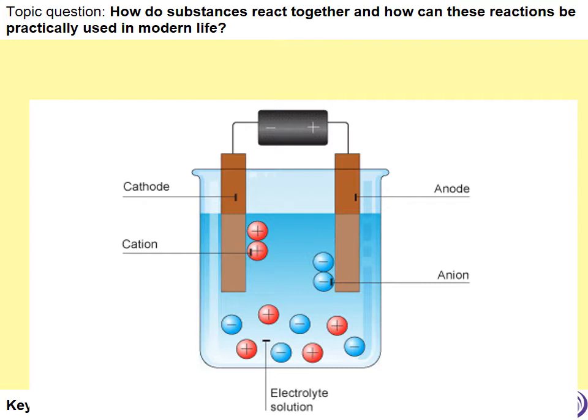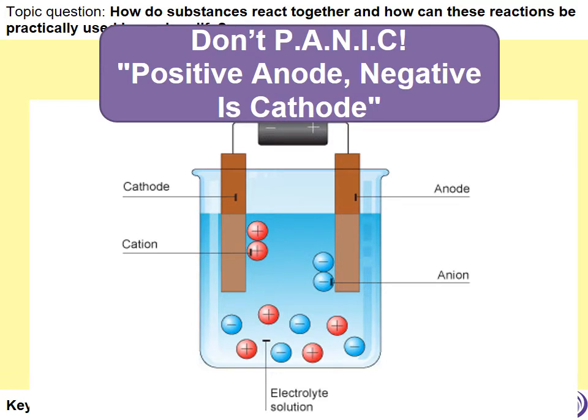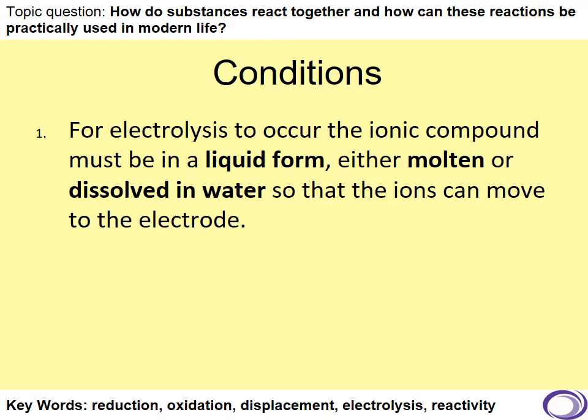Now, students sometimes worry about remembering the names of the anode and cathode, but don't panic. Positive is the anode, negative is cathode. Okay, so positive anode, negative is cathode. Don't panic. Okay, for electrolysis to occur, the ionic compound must be in a liquid form, either molten or dissolved in water, so that the ions can move to the electrodes.